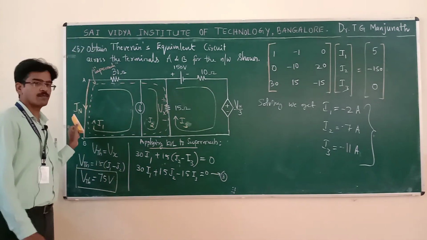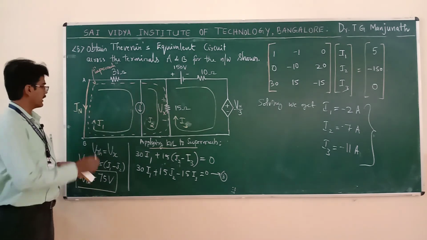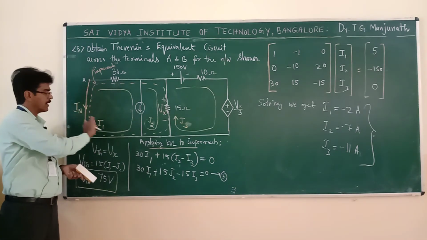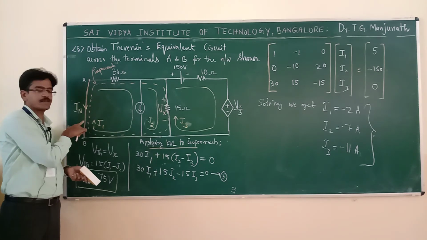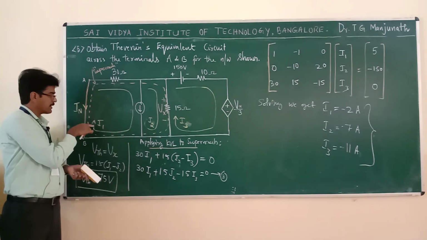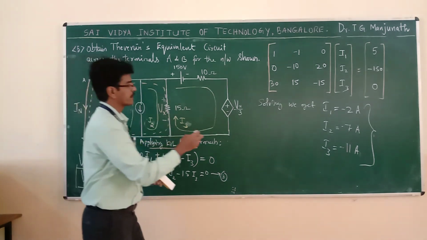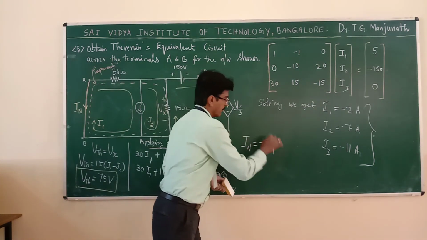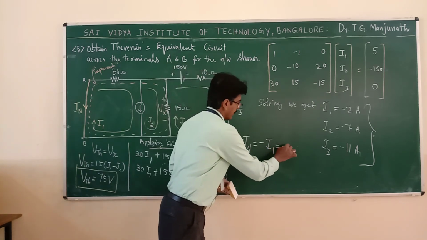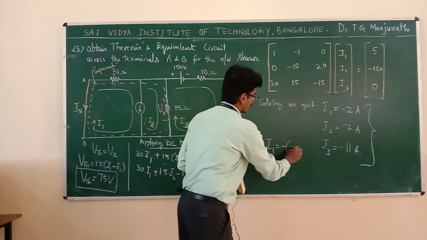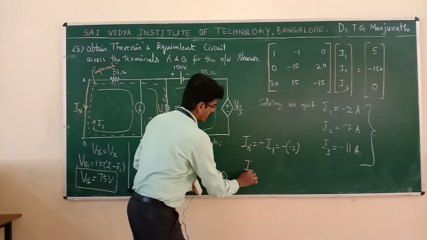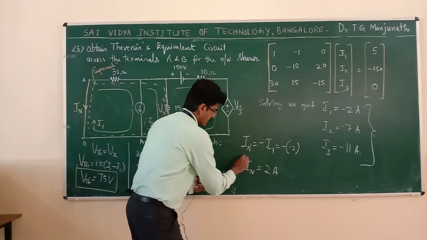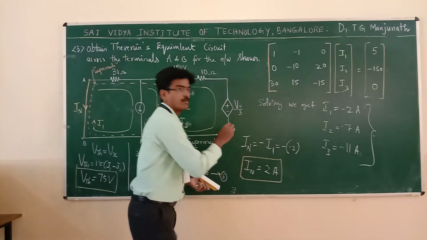My intention is to find the short circuit current IN. So, the current flowing through the short circuit is IN. The loop current flowing through the short circuit is I1, but it is opposite to this. Hence, I can write IN is equal to minus I1. That is equal to minus, what is I1? Minus 2. Therefore, what is IN? IN is equal to 2 ampere. So, the short circuit current is equal to 2 ampere.